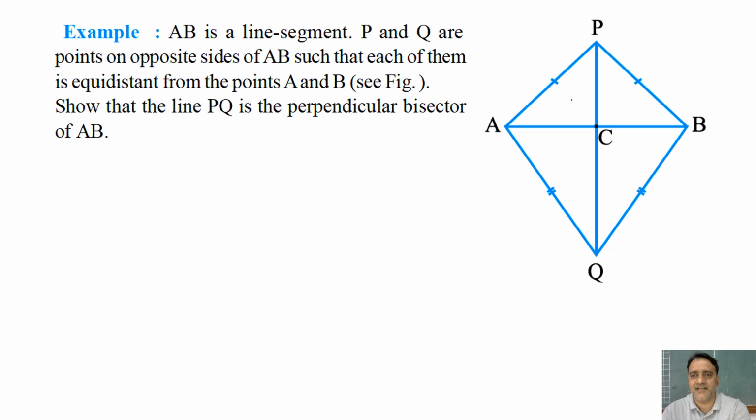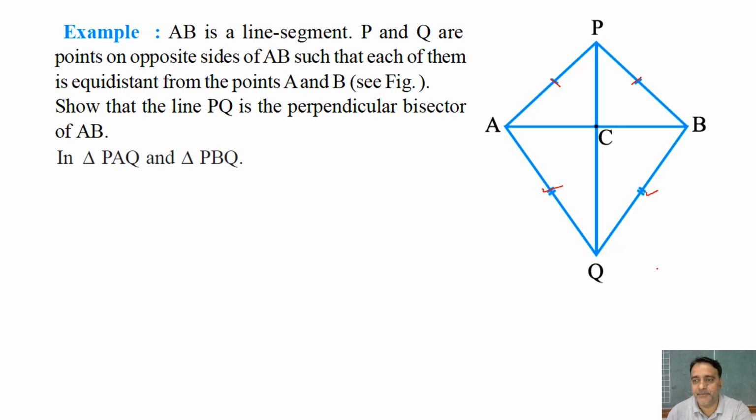AB is a line segment, and P and Q are points on opposite sides of AB such that each of them is equidistant from the points A and B. So PA is equal to PB and QA is equal to QB. It is given. Show that the line PQ is the perpendicular bisector of AB. So first, what will we do? We will prove these two triangles congruent, PAQ and PBQ.